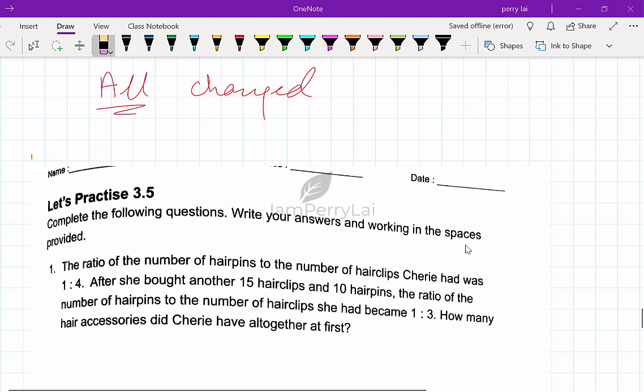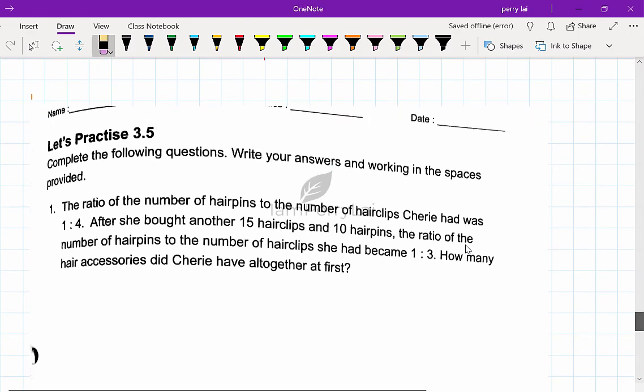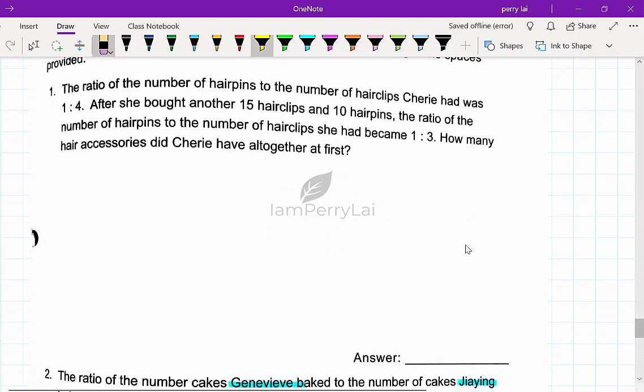Hello! In this video, we're going to go through what happens when everyone encountered a change. Okay, so here's the pattern of the question. There are two kinds of hair accessory. She bought another 15 hair clips and 10 hairpins. So both accessories had a change, right?